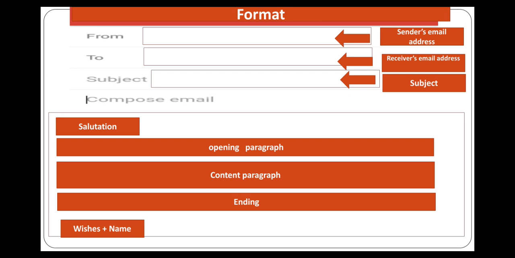Now the next paragraph in the email should include the content or the details of the purpose. So for example, the subject of your email is your favorite hobby. So in the content paragraph, you should give details. Why is it your favorite hobby? So here we give more details and more ideas.